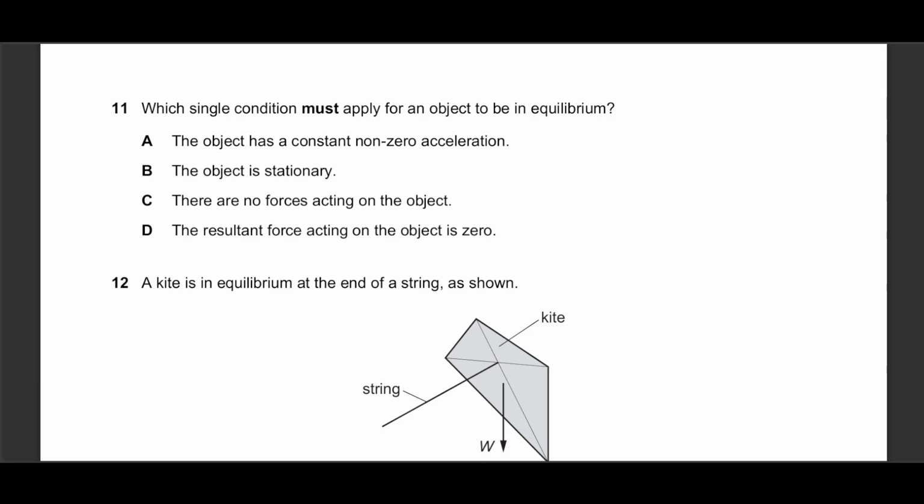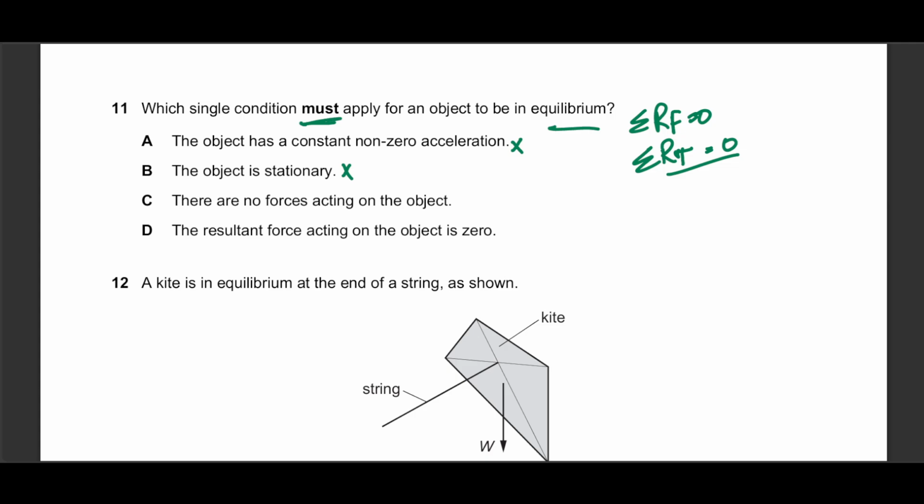Question number 11, he says, which condition must apply for an object to be in equilibrium? The object has a constant non-zero acceleration, not necessarily, and not always. Object is stationary, not always. Even when we are stationary, it's quite possible that many forces are acting on it, and there could be a force of rotation. So for equilibrium, there are two conditions. The resultant force should be equal to 0, and the sum of all the resultant torques should be equal to 0.